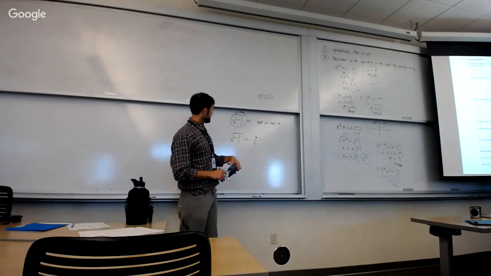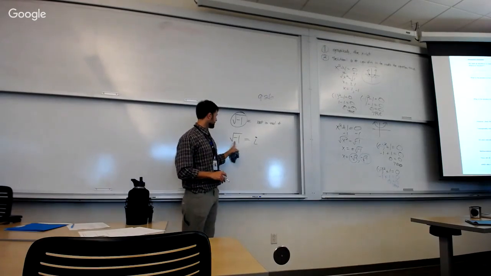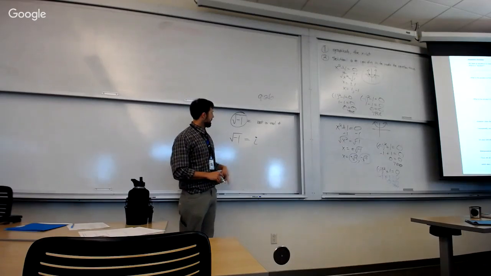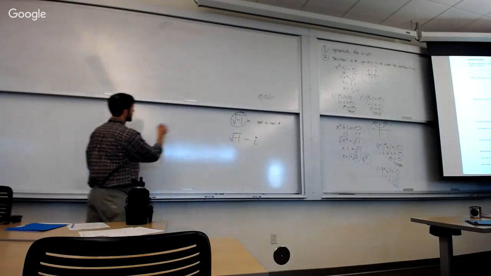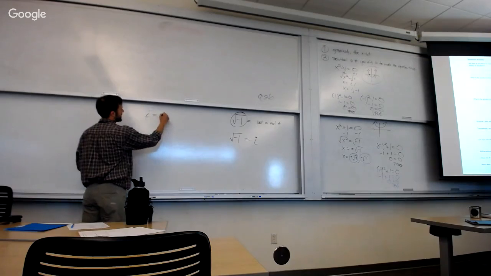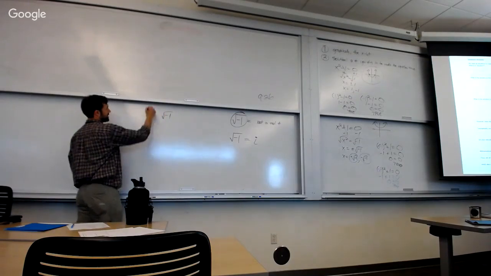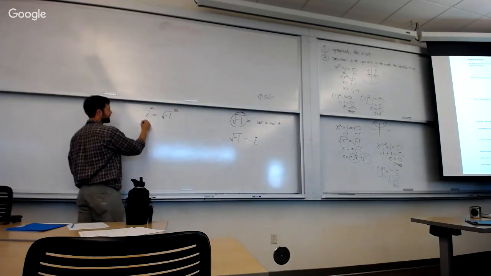Which also means that we're just defining the square root of -1 to be the number i. Which also means, what happens if I square both sides? If I have i equal to the square root of -1 and I square both sides, what is i squared equal to?